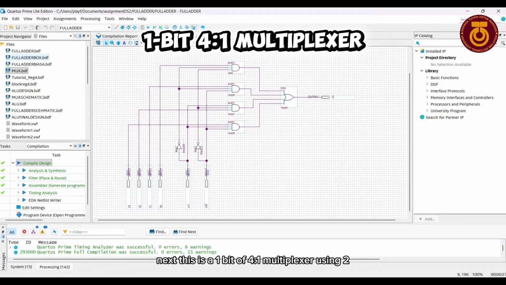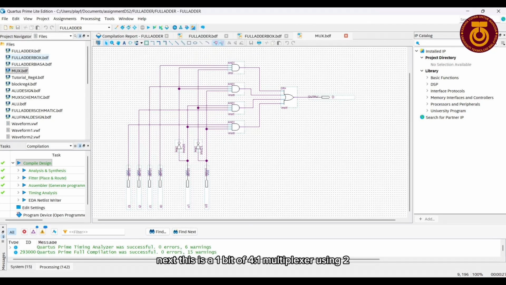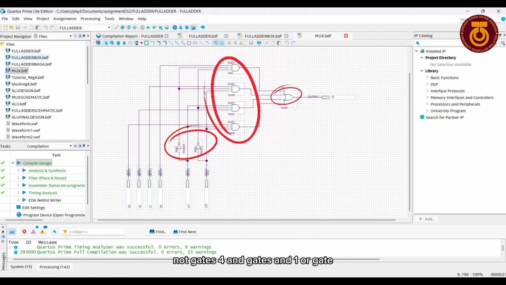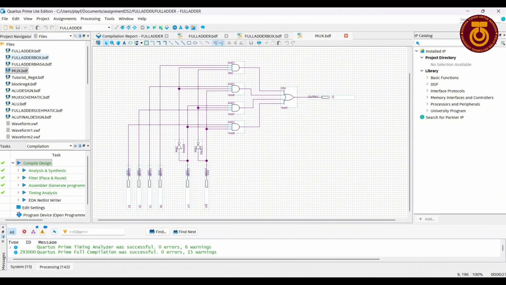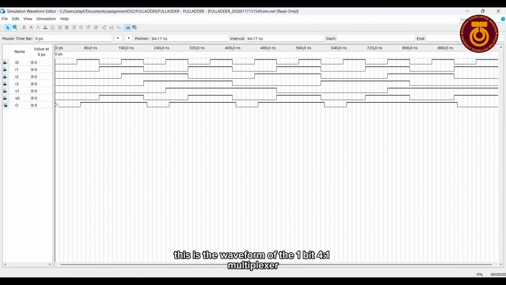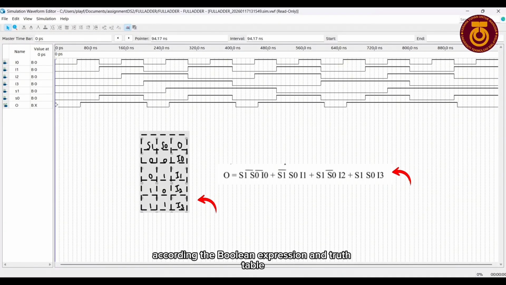Next, this is a 1-bit 4x1 multiplexer using 2 NOT gates, 4 AND gates and 1 OR gate. This is the waveform of the 1-bit 4x1 multiplexer. The waveform result is true according to the Boolean expression and truth table.